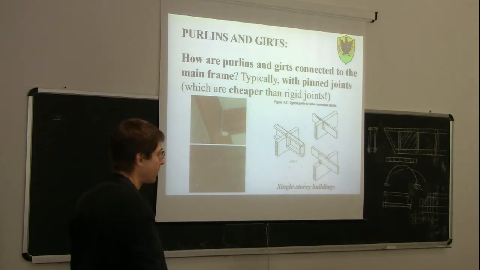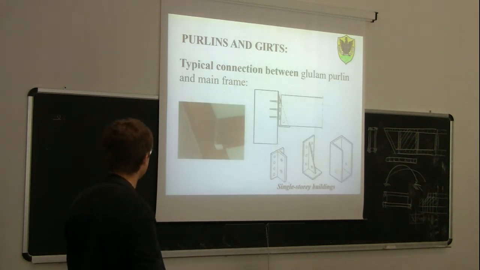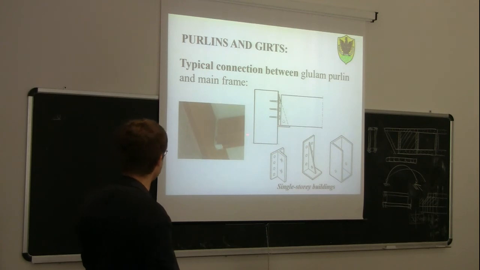So the connections are pin connections. The typical connection between the purlin, or rafter, and the main frame is angle brackets. So the purlin is supported by the angle brackets. For compression perpendicular to the blade, the angle bracket is connected to the main frame using some screws.